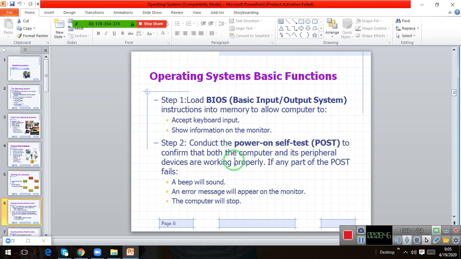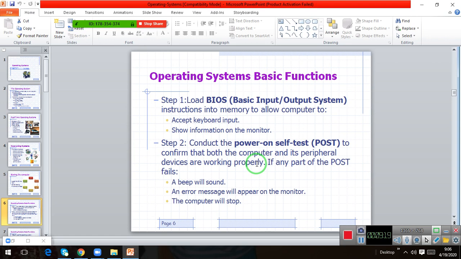Now step number two: after loading the BIOS, the system goes to check the power on self test. What is that? Actually it confirms that both the computer and its peripheral devices are working properly. When it runs the power on self test, the computer checks itself to see whether it is working properly or not, and then the peripheral devices as well.